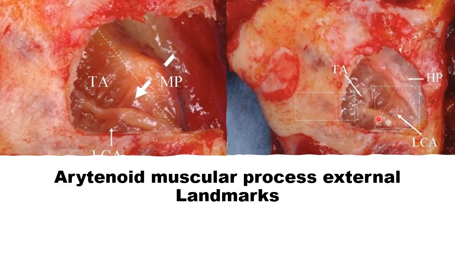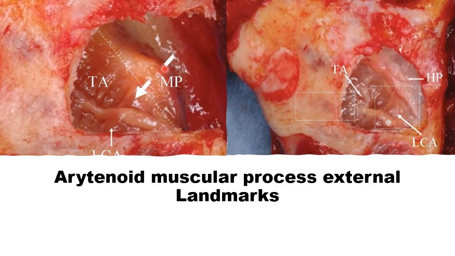To it is inserted the lateral cricoarytenoid muscle. You can also notice here the fibers of the thyroarytenoid muscles inserted into the arytenoid. The posterior part of the muscular process is covered by the mucosa of the piriform sinus. That's why we cannot notice the fibers of the posterior cricoarytenoid until the mucosa of the piriform sinus is peeled off carefully to expose the insertion of the posterior cricoarytenoid to the posterior part of the muscular process.